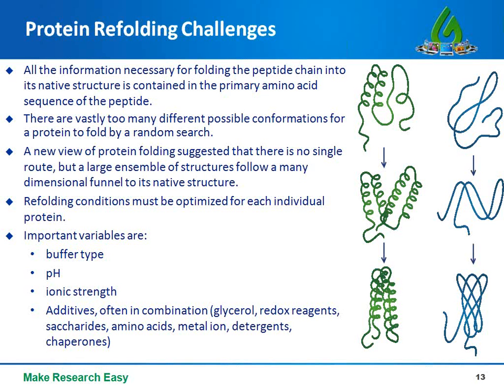When you make refolding buffers, you need to take into consideration these important variables that contribute to correct protein refolding, including buffer type, pH, ionic strength, and additives that are often used in combination, such as glycerol, redox reagents, saccharides, amino acids, metal ions, detergents, and chaperones.